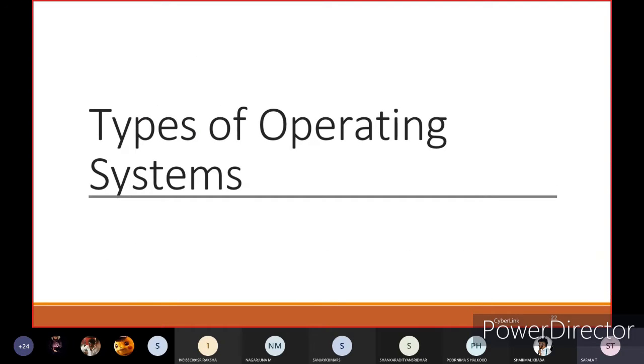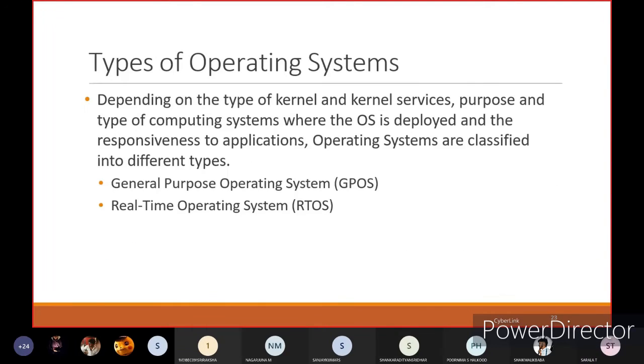Next, we have types of operating systems. Depending on the type of kernel and kernel services, the purpose and type of computing systems where the operating system is deployed, and the responsiveness to applications, operating systems are classified into different types. One is general purpose operating system, and the other is real time operating system, that is GPOS and RTOS.